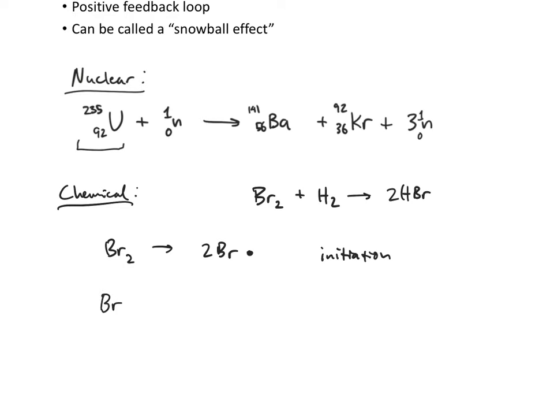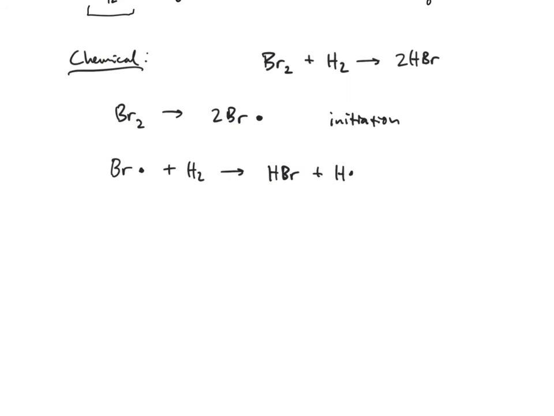Then one of those bromine radicals can interact with one of the hydrogen molecules and form HBr. And that will result in a hydrogen atom radical. Then that radical can go on to react with another bromine molecule and form another HBr and yet another bromine radical. So these 2 steps of the reaction are called propagation.